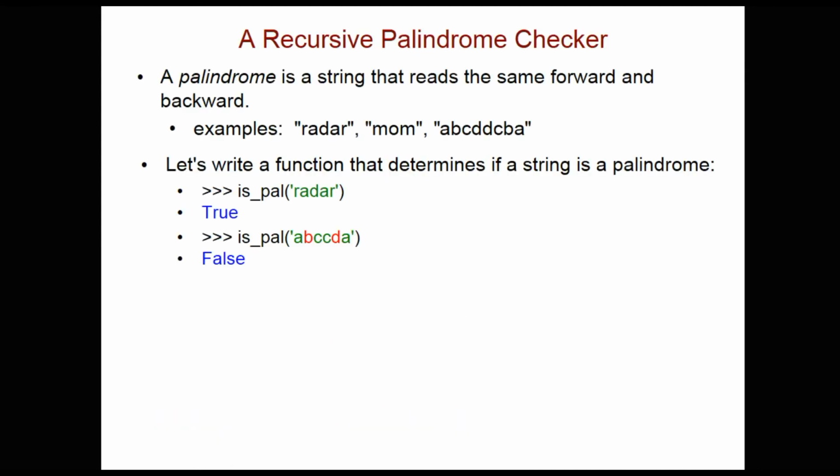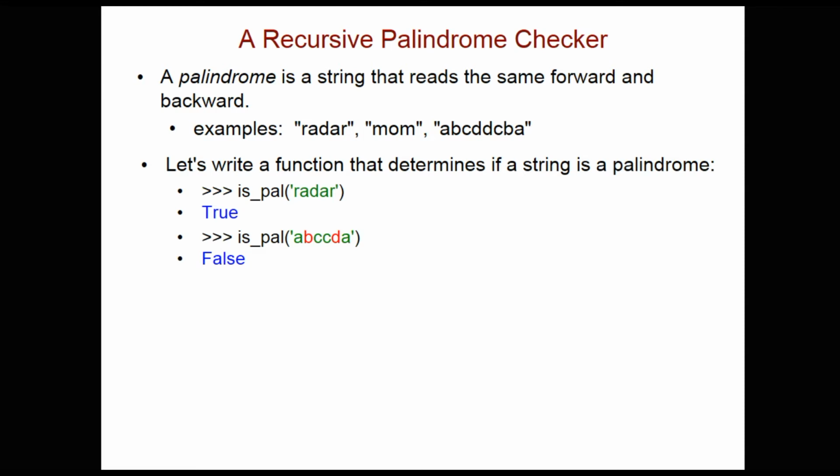In this video, we are going through writing recursion code for solving the palindrome problem. A palindrome is a string that reads the same forward and backwards. It means that the first and the last characters of this string are the same.